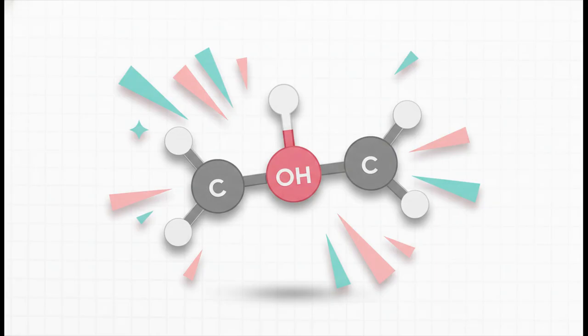So, if n equals 3, the formula must be C3H8O. But wait, remember that first clue? That it's a secondary alcohol? That means the OH group has to be on the middle carbon. And that tells us its exact identity, propan-2-ol. See how that one little detail made everything click into place?